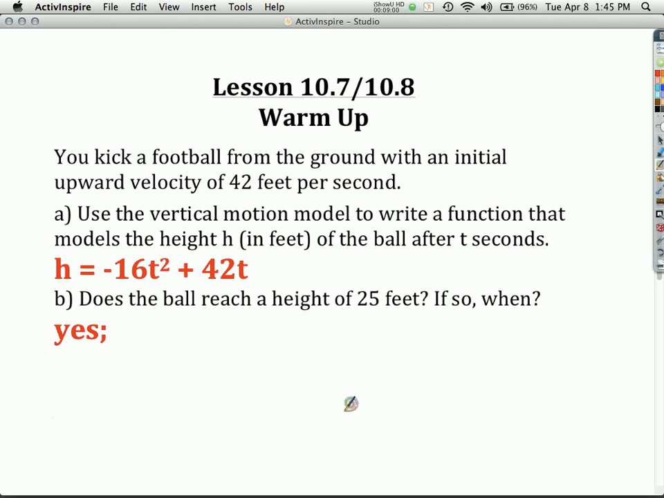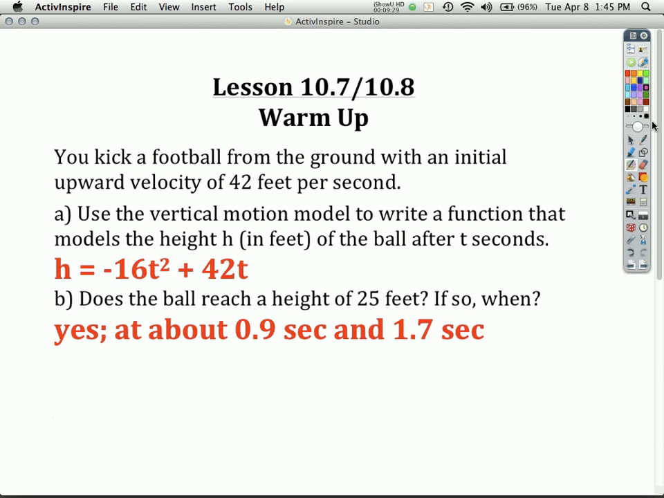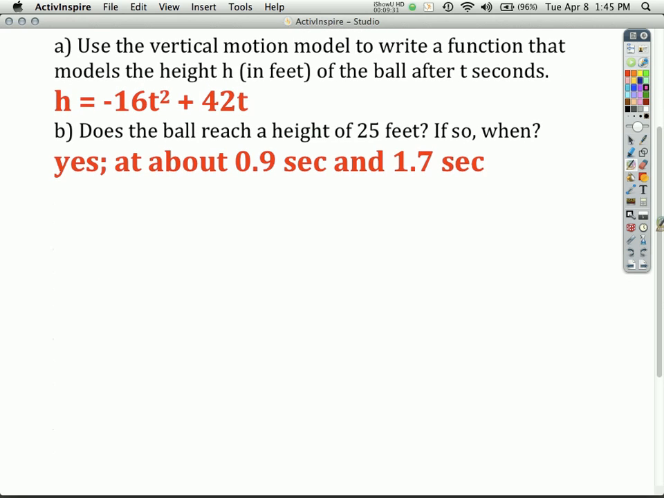Okay, so you seem to be in agreement on that. And the answer is that it actually reaches twice. At 0.9 seconds and at 1.7 seconds. Because the path of a ball makes an arc. And so it goes up, goes beyond 25 feet, and then it actually comes back down. And here is sort of an illustration of that.